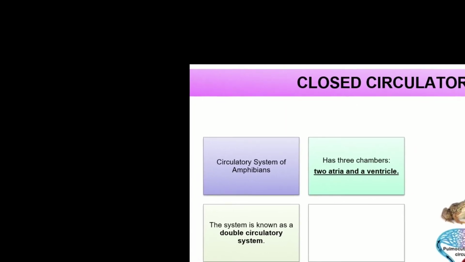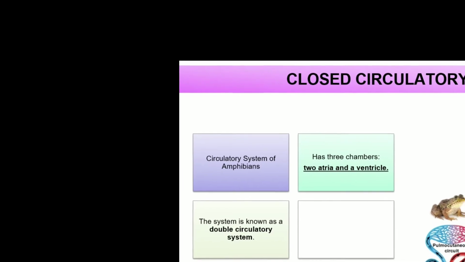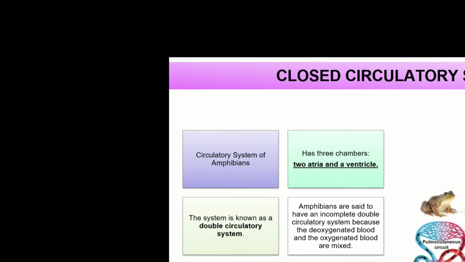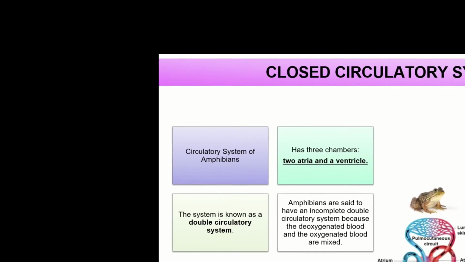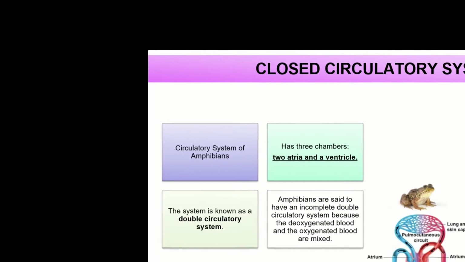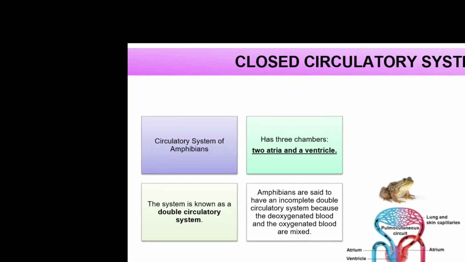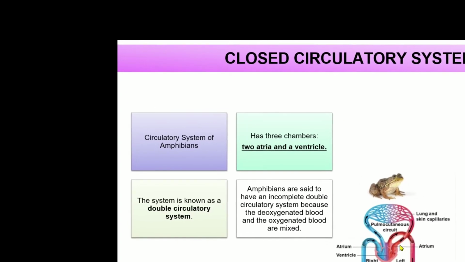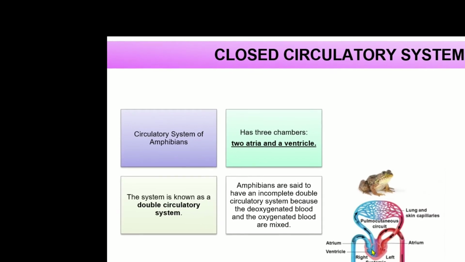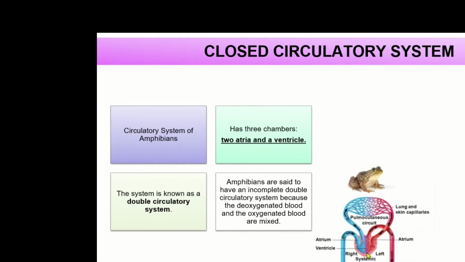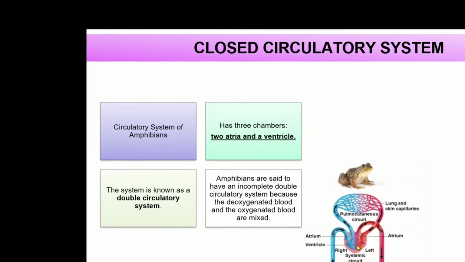Here are the closed circulatory systems in amphibia. There are 3 chambers in the heart of the amphibia, consisting of 2 atria and the ventricle. The system is known as the double circulatory system. Amphibia are said to have the incomplete double circulatory system because the oxygenated blood and the deoxygenated blood are mixed, because they have no structure of septum in the amphibia.